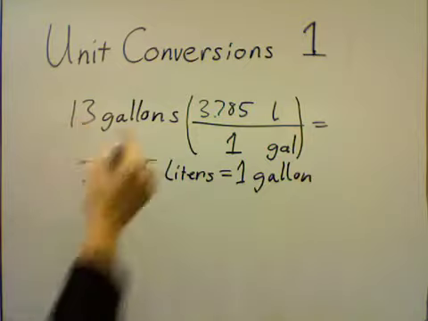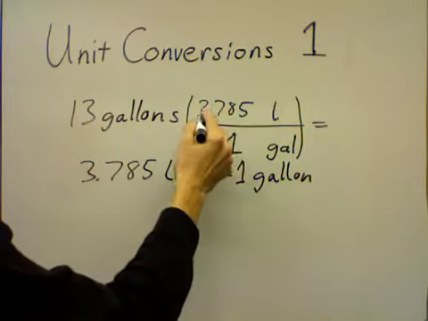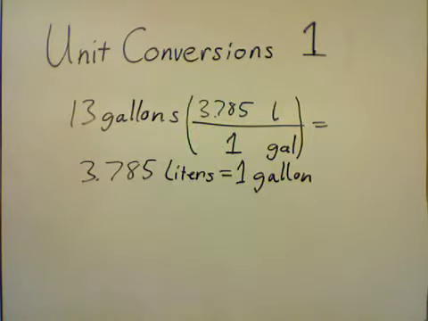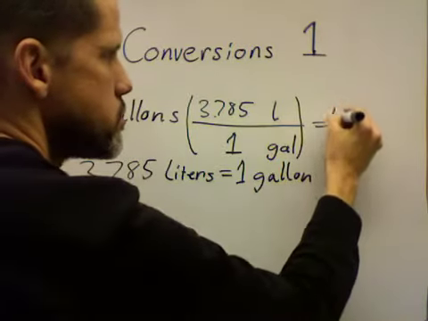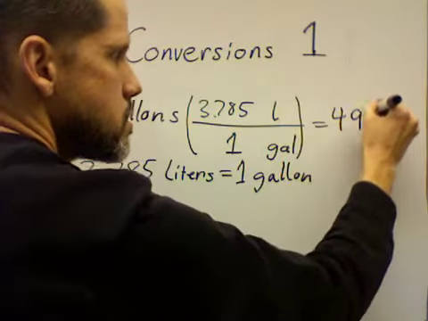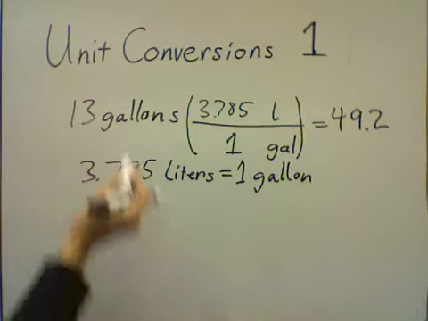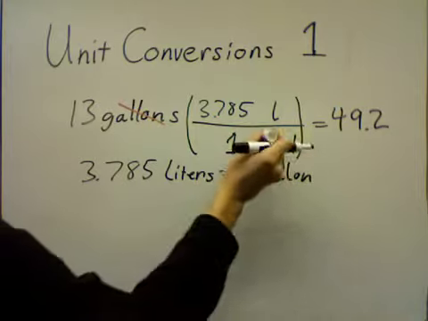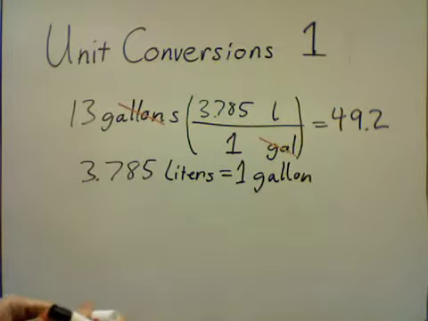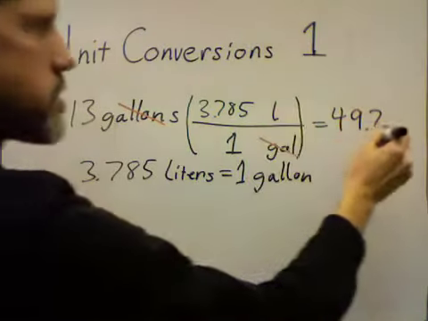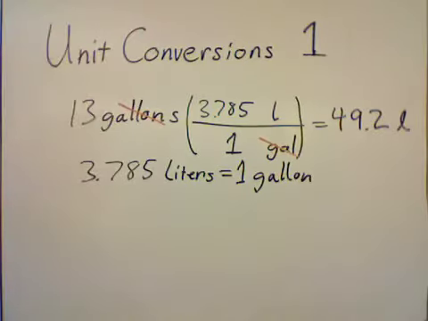Now I can do the math again. 13 gallons, 13 times 3.785, and the answer for the numbers is 49.2. And let's look at the units again. I've got gallons on the top here and gallons on the bottom, so those two cancel out. That way I'm left with liters. So I know that my gas tank holds 49.2 liters of gasoline.